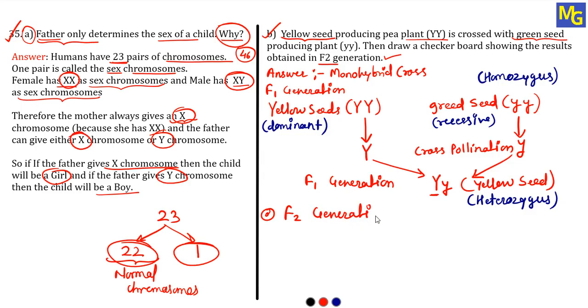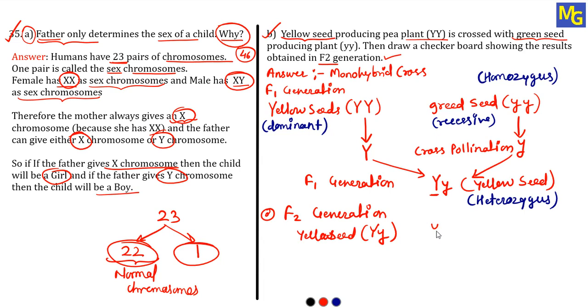Now in this F2 generation, what you have to do? We have to take the plant from F1 generation. So I will take the plant here. First one, what is that? Yellow seed. But this is giving what? Capital Y and small y. This is heterozygous. Then in the same plant, we are going to do the pollination. So it is a self-pollination.